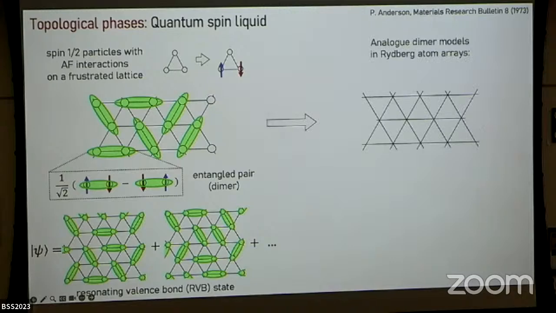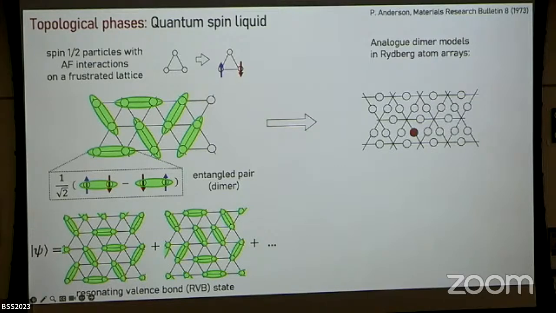And what happened at this point, almost 3 years ago, is that some people at Harvard started to look into the possibility of realizing an analog dimer model for this phase using Rydberg atom arrays. So the idea is the following. Let's take the triangular lattice. And in this case, we put our atoms, so our spin degrees of freedom, not on the vertices, like in this case, but on the links of the triangular lattice, sorry. So all the atoms are placed in this way.